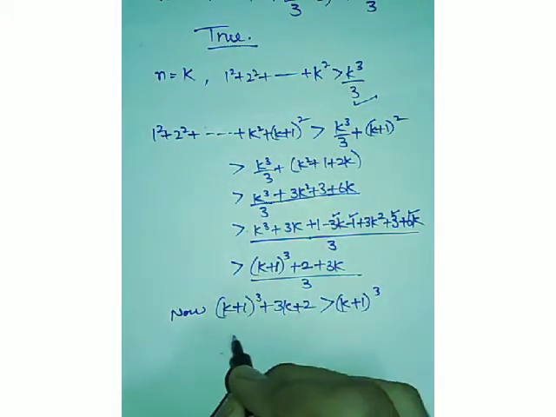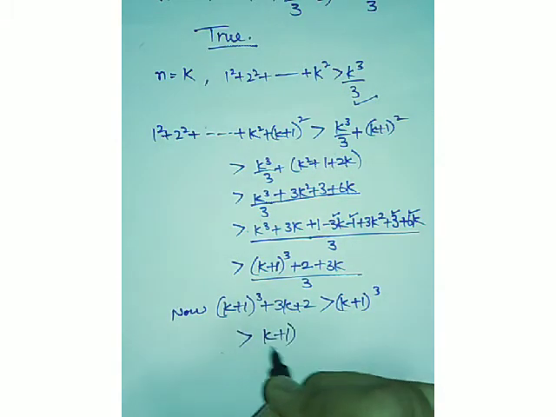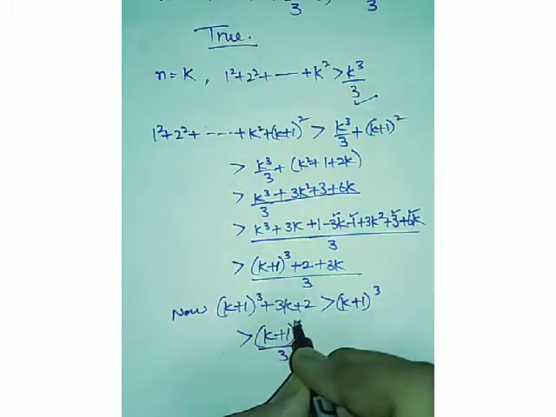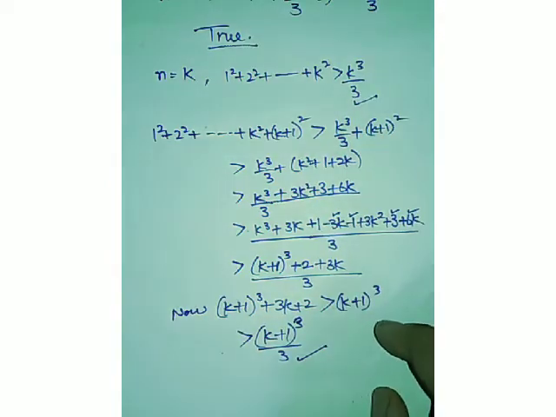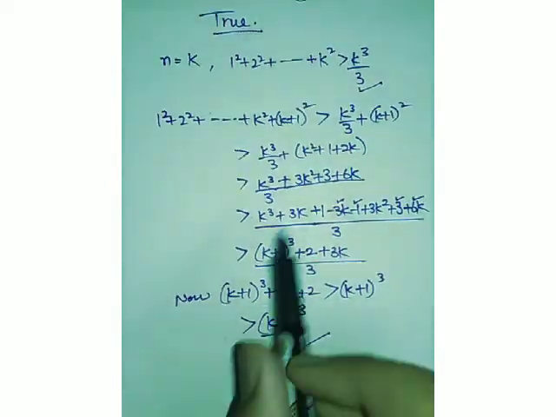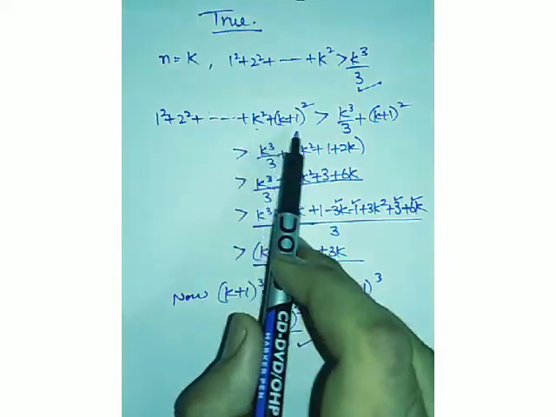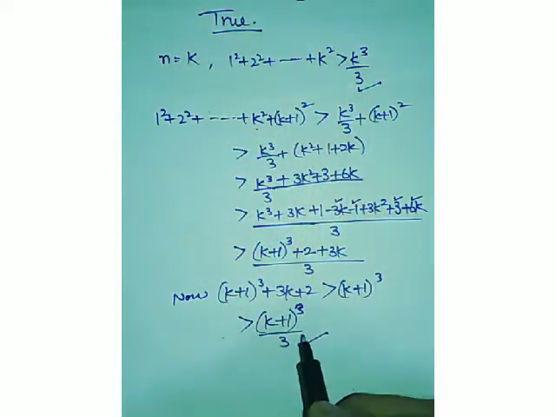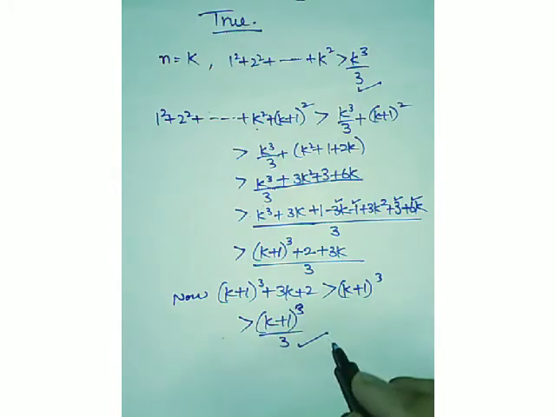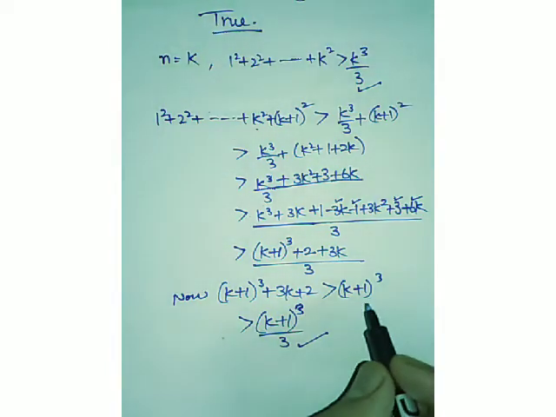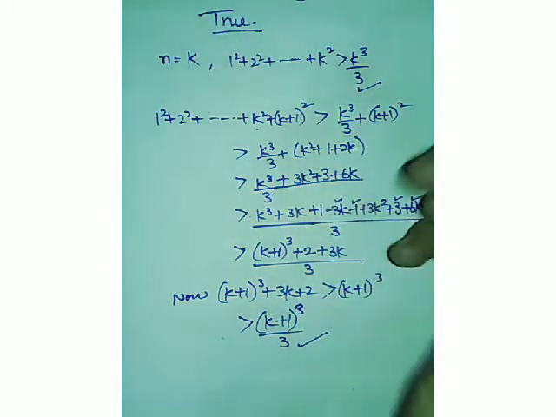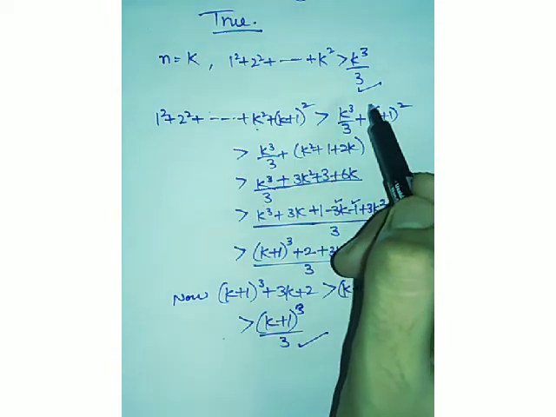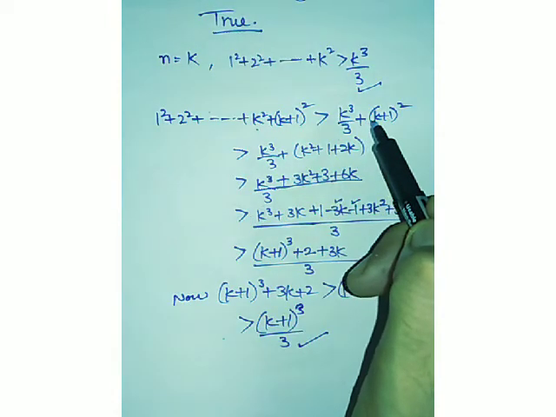So we can write this equation as simply k plus 1 cube upon 3. This is the result that we wanted to get, that 1 square plus 2 square plus up to k square plus k plus 1 whole square must be greater than k plus 1 whole cube upon 3. So this is the desired result. It's very simple, you just have to use your presence of mind about where we can fetch the required result. Only then you will be able to do these kind of sums, right?